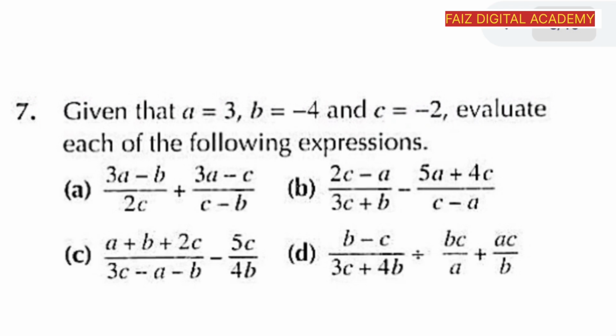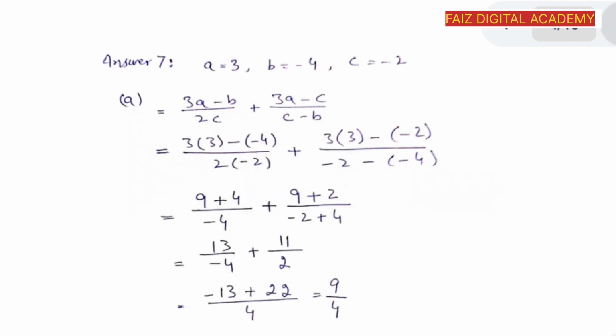In question number 7, we are given the variables a, b and c, and the values of these variables are a is equal to 3, b is equal to -4, c is equal to -2, and then we have to evaluate these expressions for the following questions. I have solved the a and b parts, and you have to do the same as I will explain the a and b part. You can solve the c and d as well.